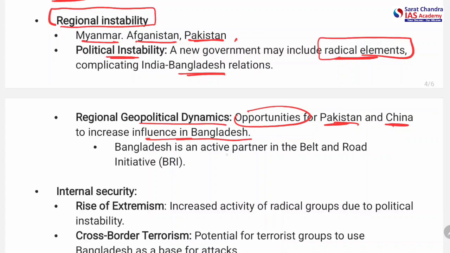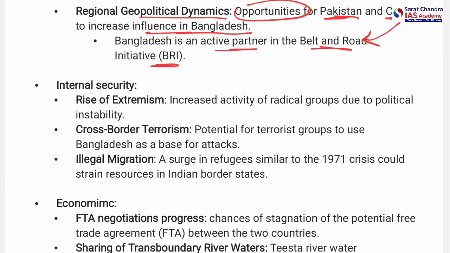Next, Bangladesh is an active partner in the Belt and Road Initiative. That is an example of how Chinese influence is still there, and it can increase considering the present situation in Bangladesh. Next point is the internal security point of view.